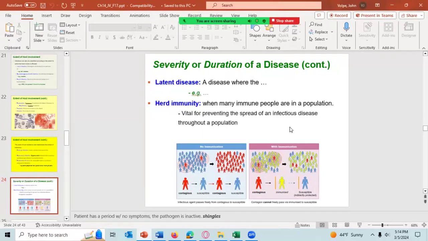Any question about that? Where the disease goes latent and there is no signs or symptoms of disease. Actually, the virus is just sitting out. It is not replicating. It is not metabolically active. It's just sitting out, waiting to come out of latency again. Herd immunity is when many individuals in a population are immune to the disease, and therefore they can protect people who are not immune because the disease can't spread.